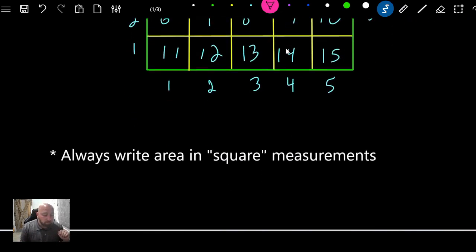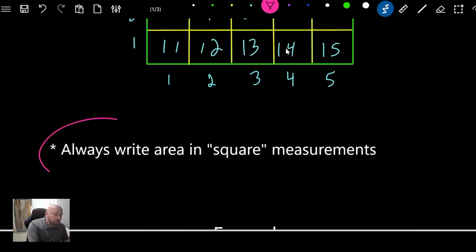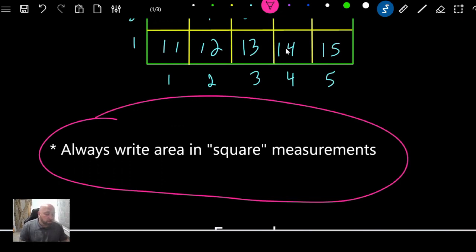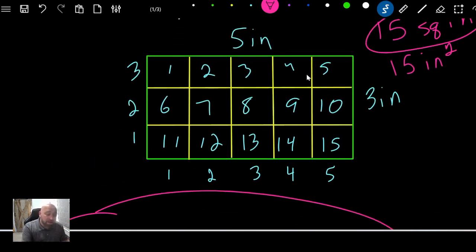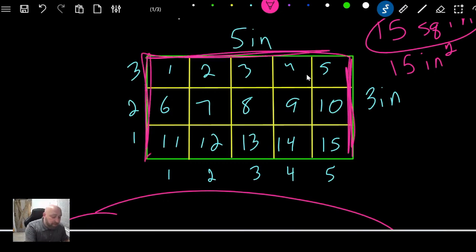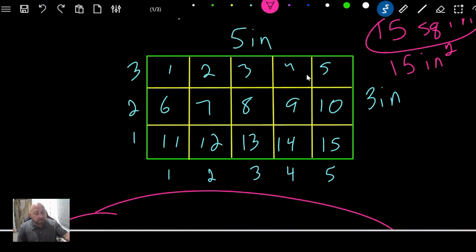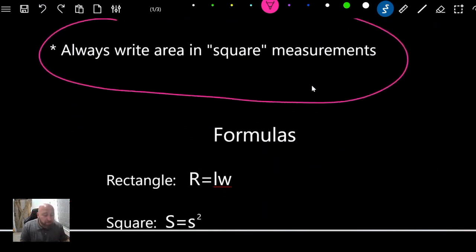Now, one thing that you always want to do is write area with square measurements. Remember, when we did perimeter last chapter, we didn't use square measurements with perimeter, because square measurements are the inside measurements, that's area. The perimeter is the distance around the object, and that's not a square. That's what's called linear. It's a line measurement. Now we're doing square measurements, the inside of the shape.